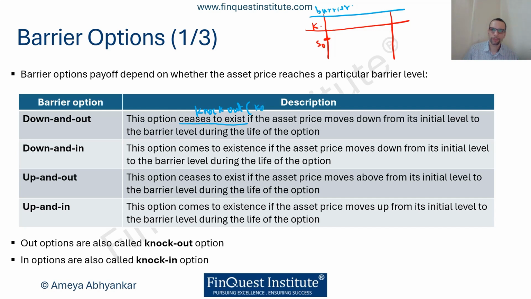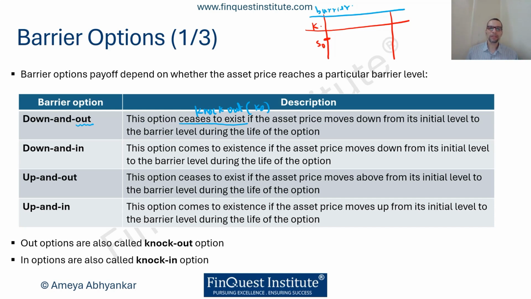It is a knockout. Because if you see the connotation as well, it is down and out. There's an out mentioned here. So out basically implies that the option will be knocked out. So the meaning of this is the option will cease to exist if the option price moves from its initial level to a certain barrier level during the life of the option and the option gets knocked out.